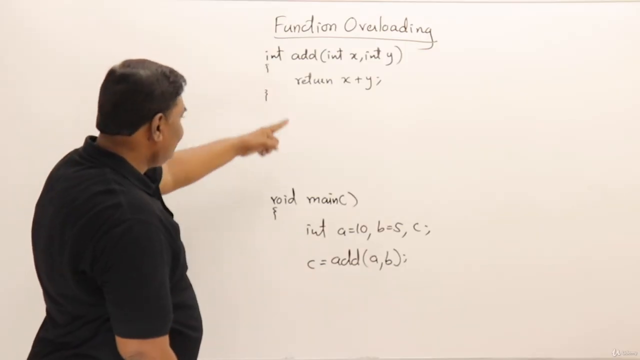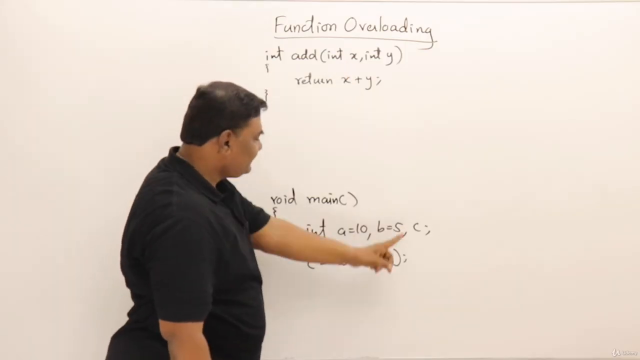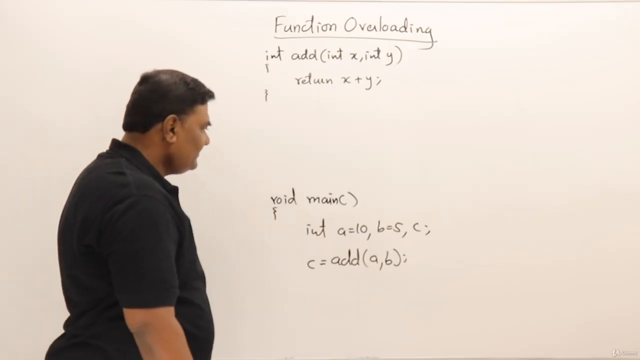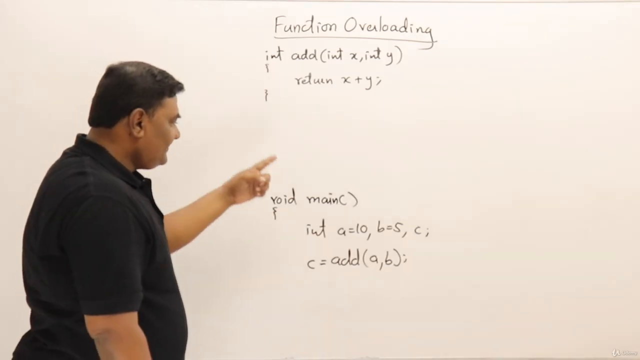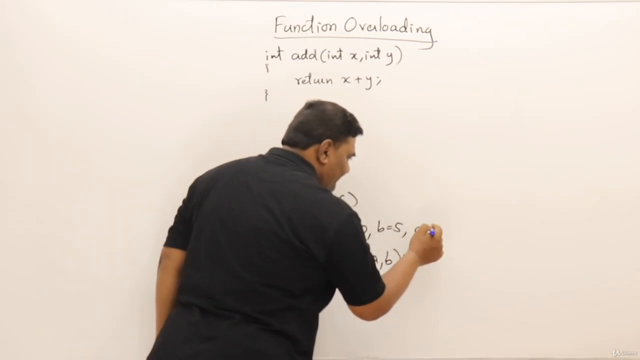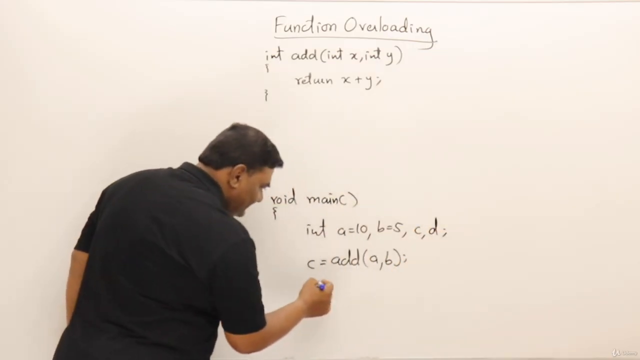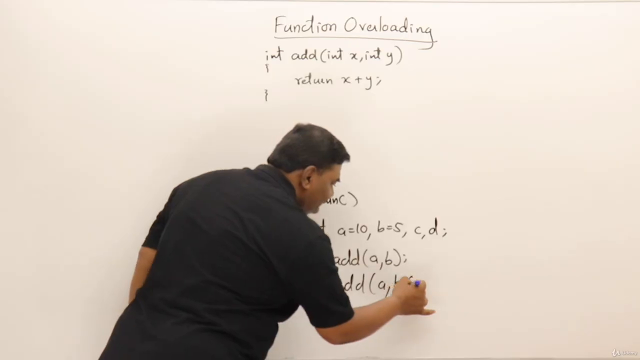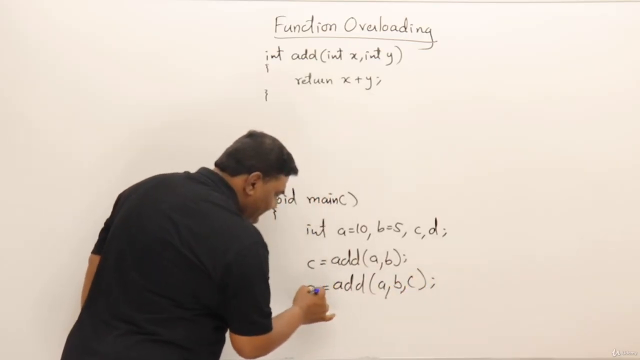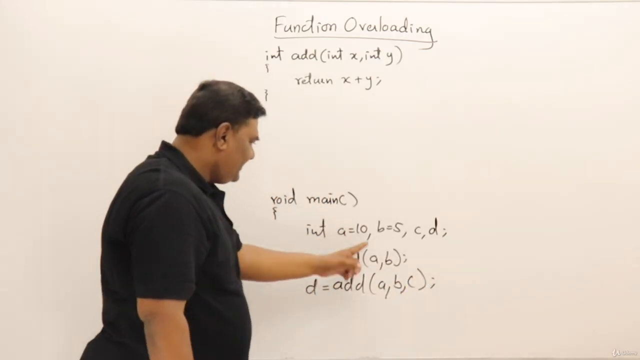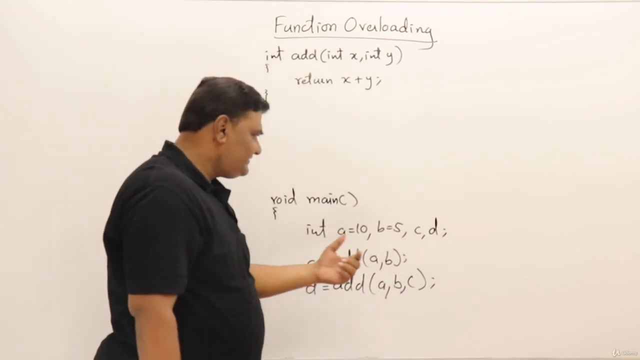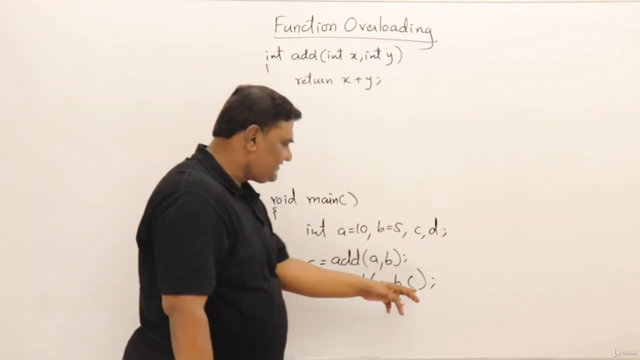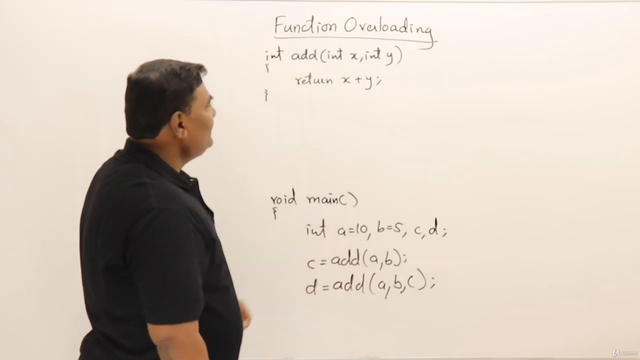So yes, when I call that add function, A will be copied in x and B will be copied in y, and it will add these two and return the result that comes in C. Okay, this is fine. Now I want to write one more function here, so I will declare one more variable d. Then I will say add A comma B comma C and store the result in D. I want to add the values of A and B and whatever I got in C, and the result should be in D. So do I have this function which is taking three integers? No, that is taking two integers.